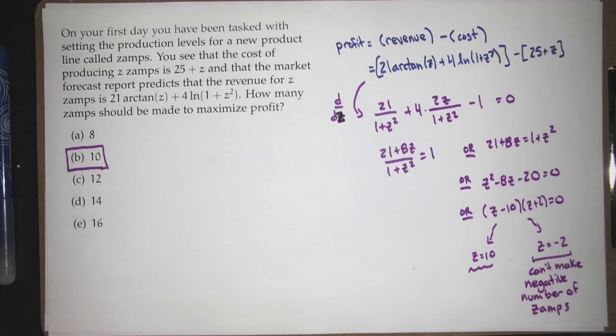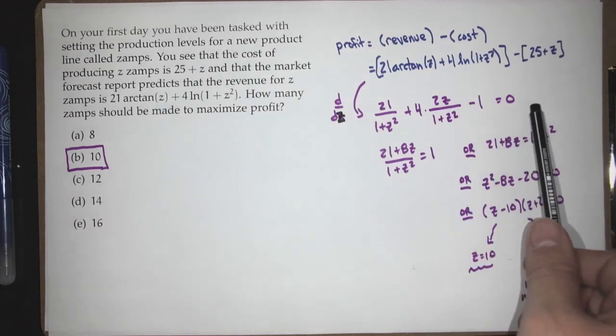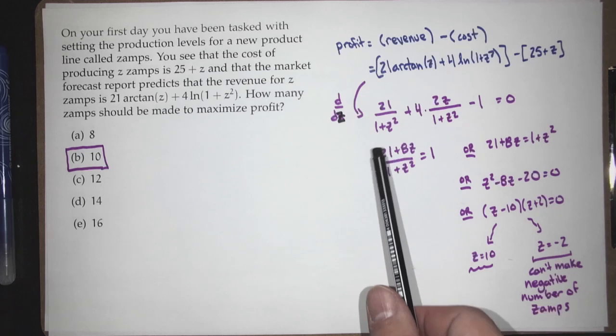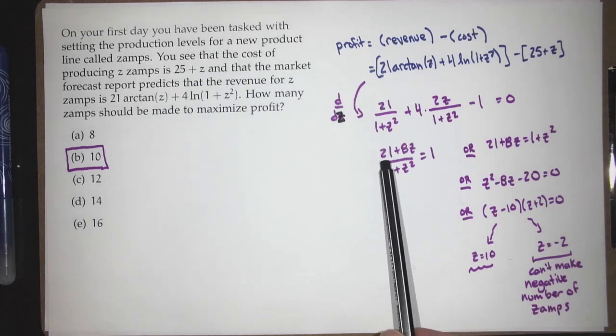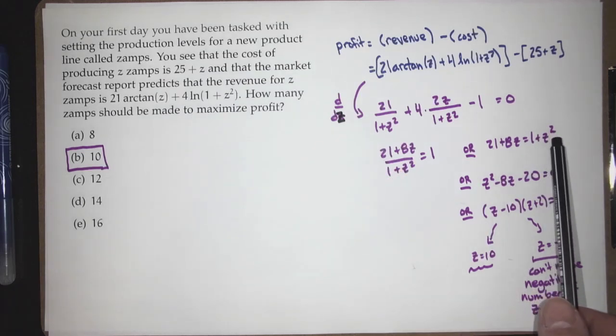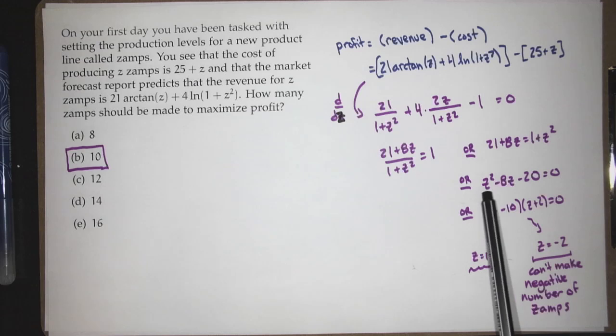And we set our derivative equal to 0. We can move the 1 across. Put these two, since they have a common denominator, over the same denominator. Cross multiply. And we get down to a quadratic, which is factorable. What are the odds? Really good, because we like our students. We want them to have nice numbers. And so you end up with two possibilities. Either make 10 XAMPS or make negative 2 XAMPS.